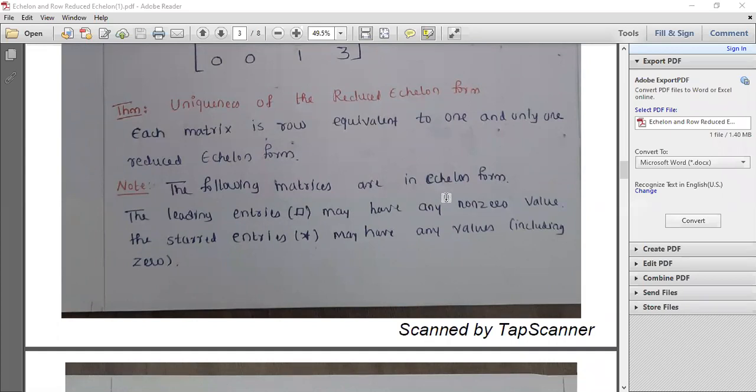I'm giving some examples of the echelon form. The leading entry, the square box, may have any non-zero value. For echelon form, the leading entry may be anything other than 0. Then the starred entries may have any values; it may also be 0. So the square has to be any non-zero value, whereas the star may be any value including 0.